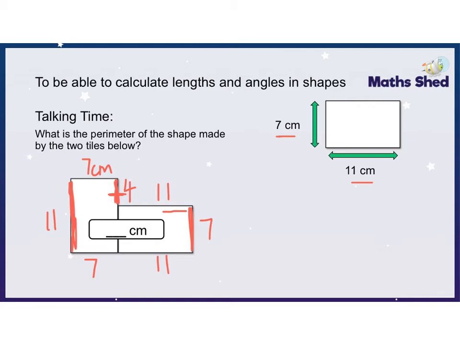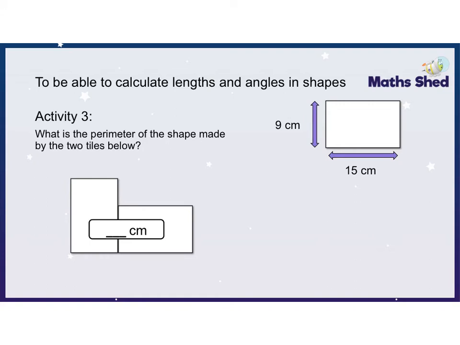Now, in order to work out the perimeter, I need to add all of those together. So 7 plus 4 is 11, 22. I'm just going to add all my 11s. 22, 33, 44, plus 7, 44, 51, 58 centimeters is the perimeter.